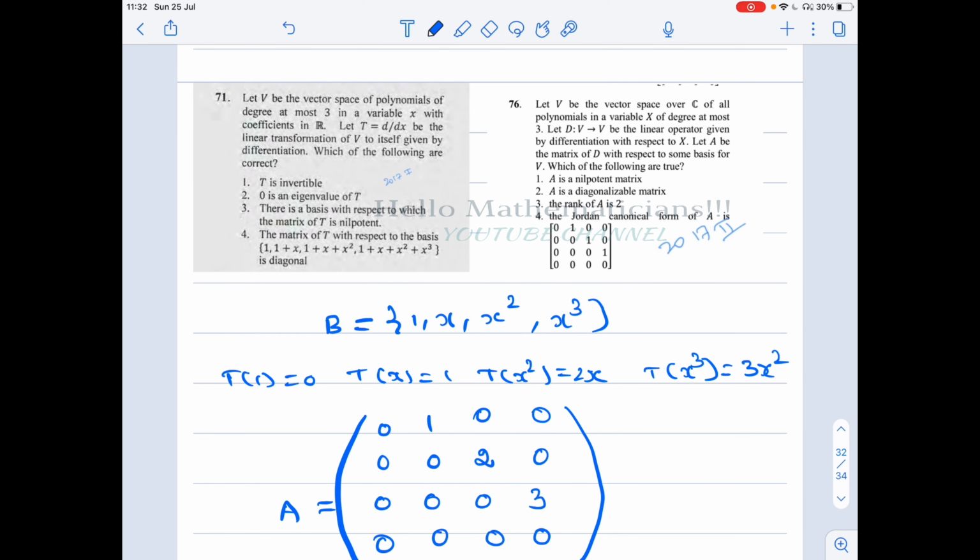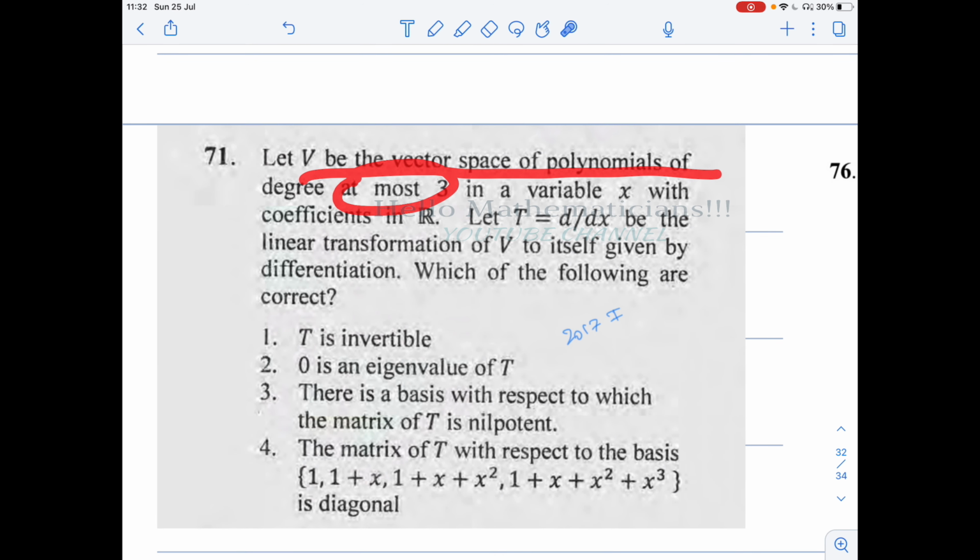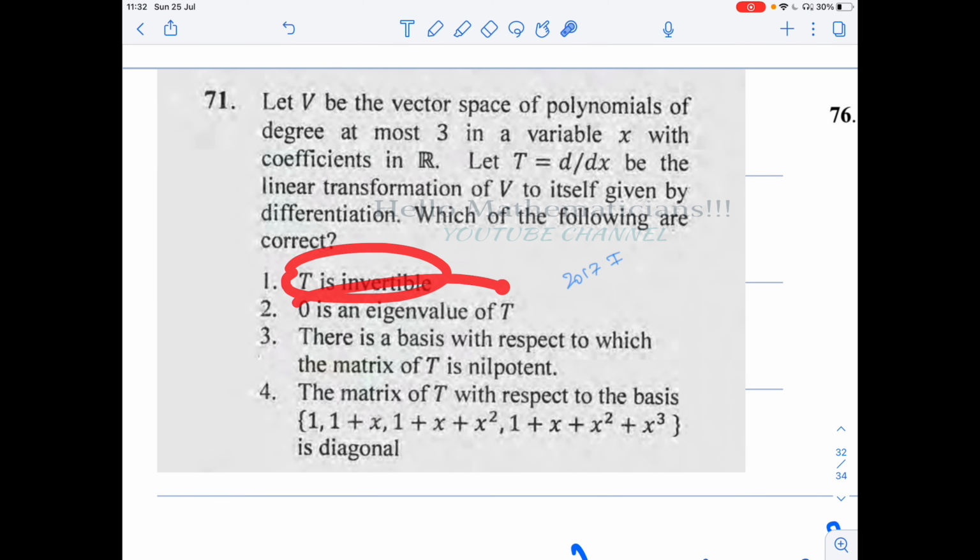Again, let's do this problem. Again, these are the same problem asked in different years, 2017 June, 2017 December. Let me phrase the question. V is the vector space of polynomials of degree at most 3 and T is the derivative map. Derivative is a linear map, one can check. It is given that T is invertible, 0 is an eigenvalue, there is a basis with respect to which the matrix of T is nilpotent.